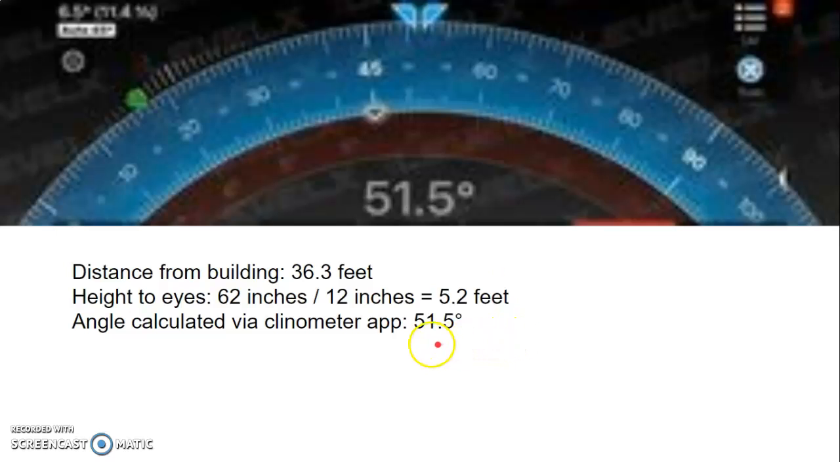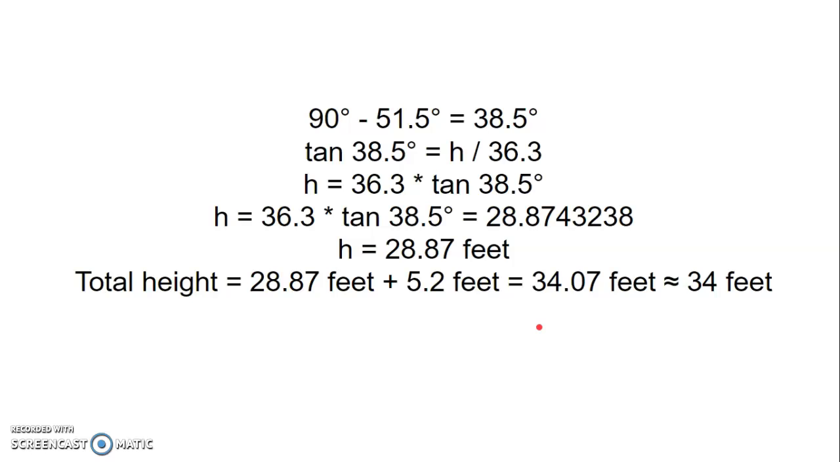So we found an angle of 51.5 degrees, and we're going to take our height to eyes and distance from the building like the last time. Again, you plug in our new angle, 51.5 degrees, subtract that from 90, and you get 38.5 degrees. Then you set up your equation again: tan 38.5 degrees equals H, the unknown height, divided by 36.3 feet.